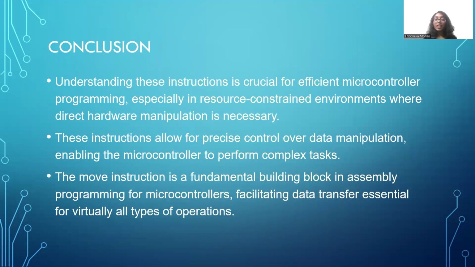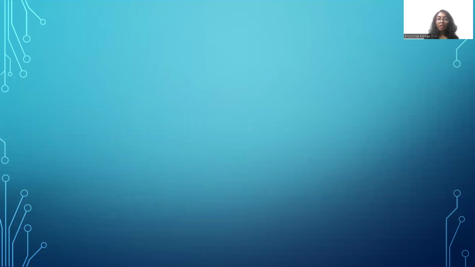So, conclusion is understanding these instructions is crucial for efficient microcontroller programming, especially in resource constrained environments where direct hardware manipulation is necessary. These instructions allow for precise control over data manipulation, enabling the microcontroller to perform complex tasks. The move instruction is a fundamental building block in assembly programming for microcontrollers, facilitating data transfer essential for virtually all types of operations. So here it says that coding is really important for ARM architecture operations.